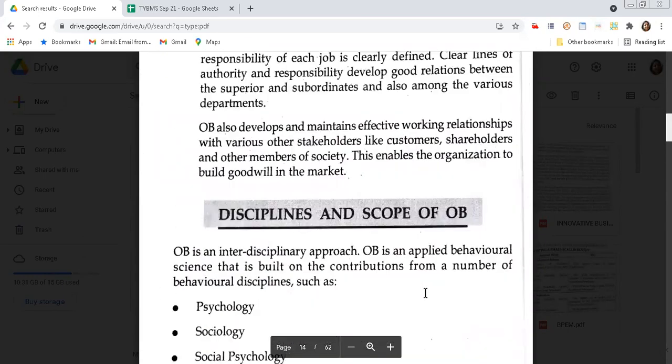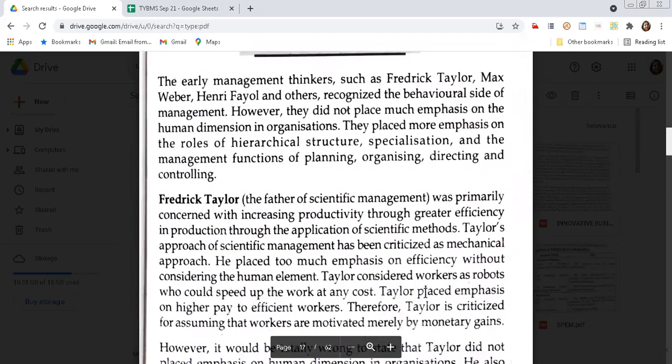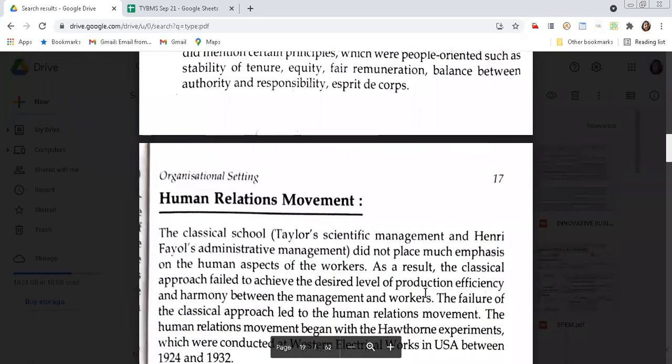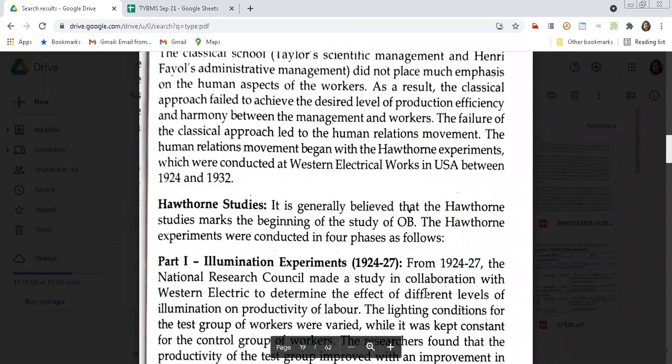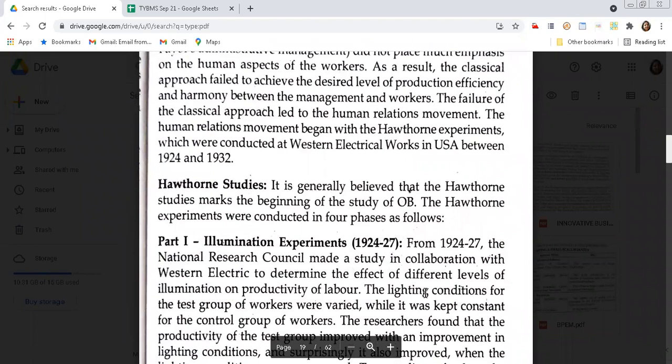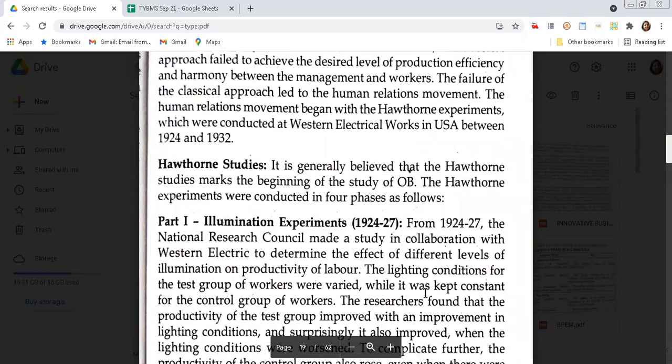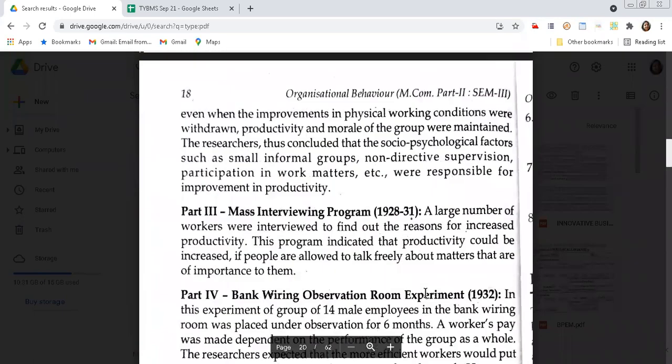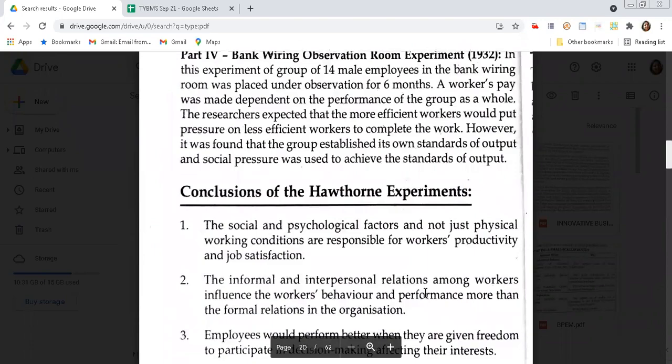of OB itself. We have to give more focus on Hawthorne experiments, also known as the human relations movement. This is also known as Hawthorne experiment, Hawthorne studies. It is believed that organizational behavior had its beginning from these Hawthorne experiments or Hawthorne study. So it is actually a study which is divided into 4 different stages. These 4 different stages are very important, which you have to remember.